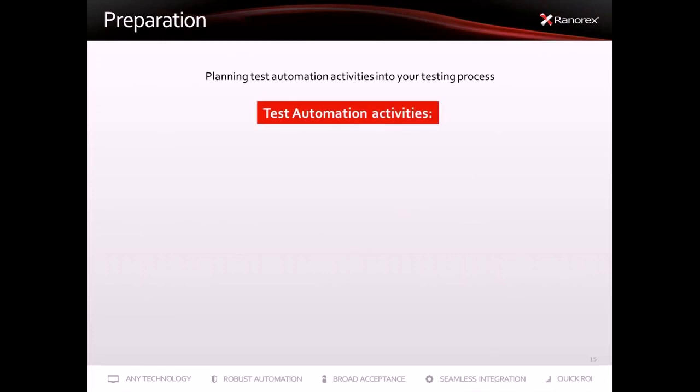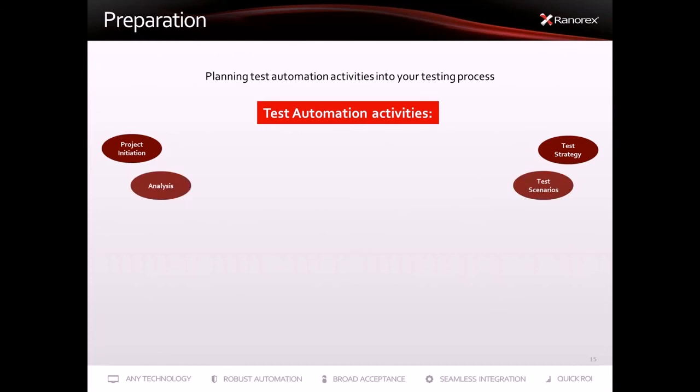Test automation activities. What I did here is take a very simple V model of just your SDLC activities mapped to test activities. I'm not going to spend a lot of time with this because I'm sure we have a lot of very seasoned testing professionals. But I have here my project initiation mapped to my test strategy. The analysis portion mapped to scenarios.